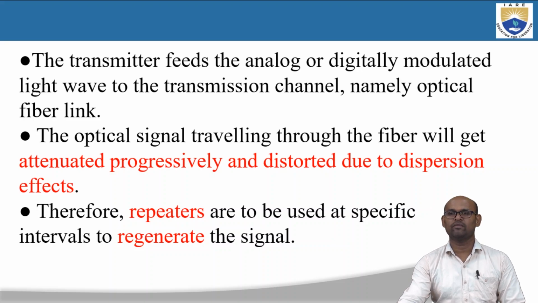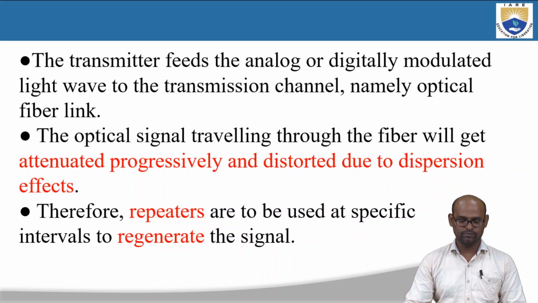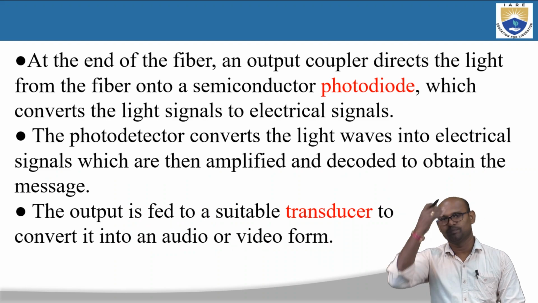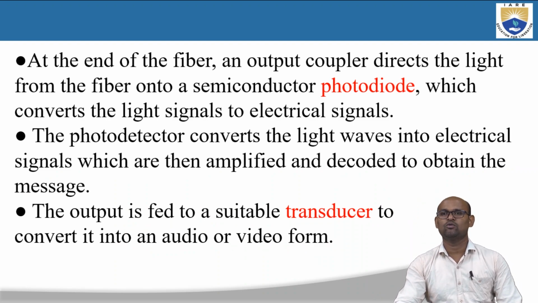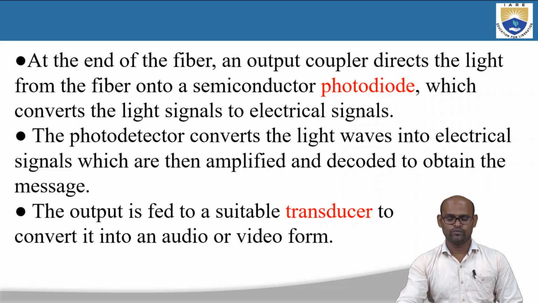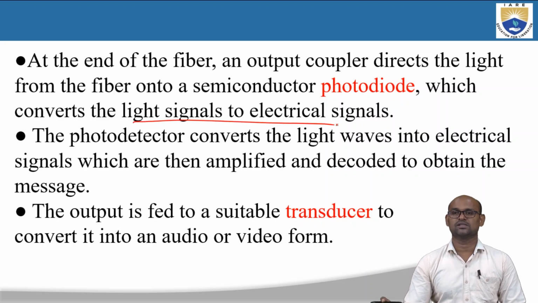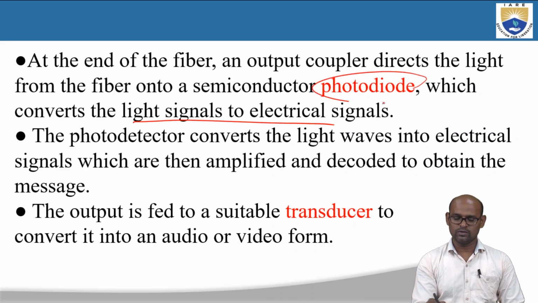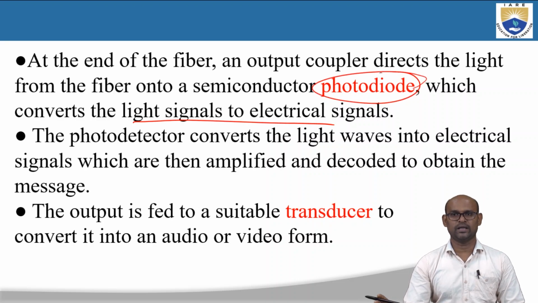The optical signal traveling through the optical fiber will get attenuated progressively and distorted due to the dispersion effects. So this is nothing but the loss of light signal through optical fiber. Therefore, repeaters are used at specific intervals to regenerate the signal. At the end of the fiber, an output coupler directs the light from the fiber onto a semiconductor photodiode, which converts the light signals into electrical signal. LED converts electrical signal into light signal, whereas photodiode converts light signal into electrical signal.